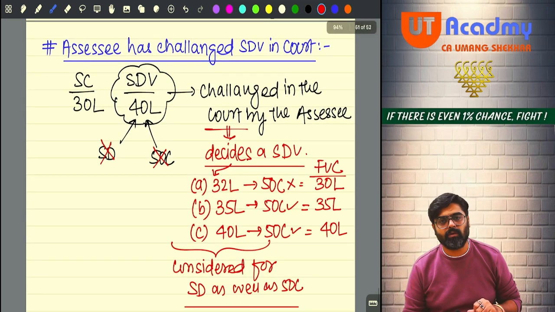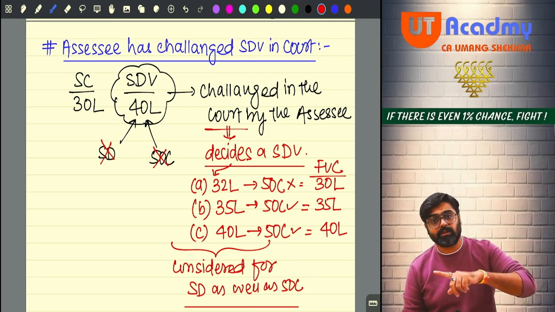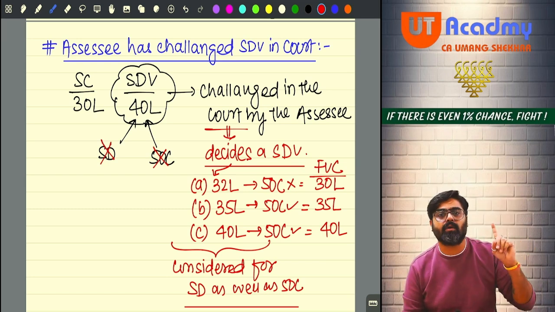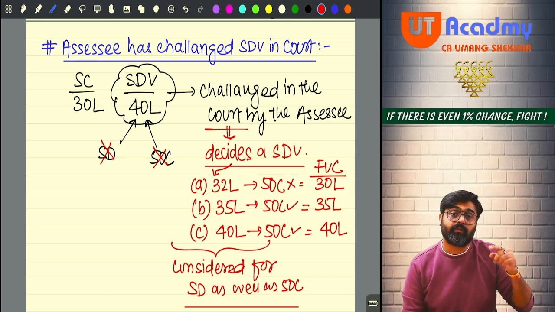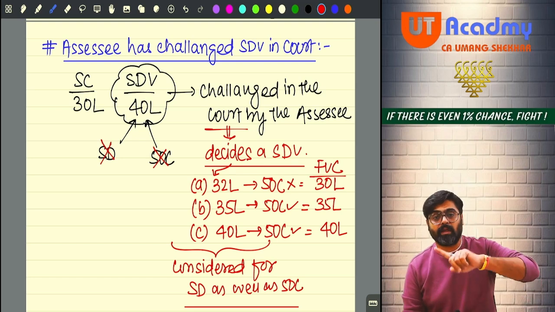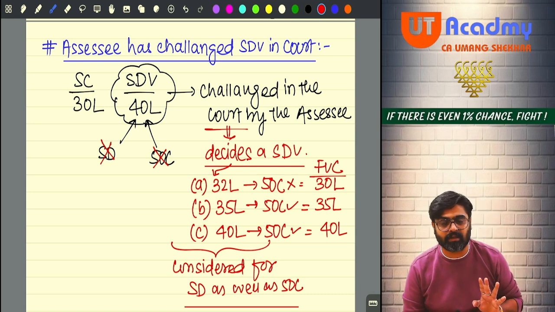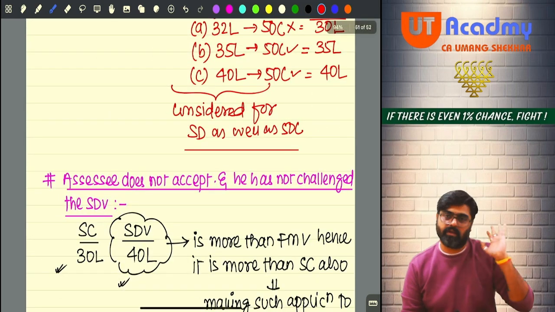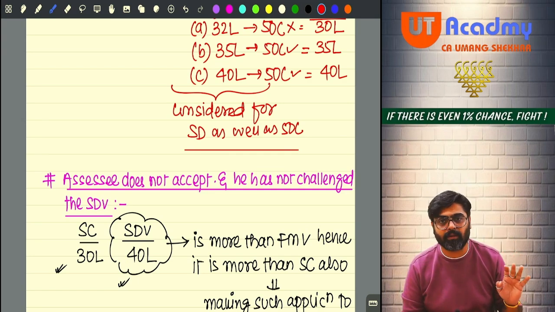Do you accept the stamp duty value? No. You have challenged the stamp duty value in the court. Then the stamp duty value which is challenged cannot be taken for the purpose of 50C. Finally, the stamp duty value which is determined by the court will be taken for the purpose of 50C. If the court's decided stamp duty value is higher than your sale consideration and the difference between both of them is more than 10% of your sale consideration, then the court's decided stamp duty value will be taken as your full value of consideration. Yes or no? But the stamp duty value which you have challenged can never be taken. Getting my point? Next one.